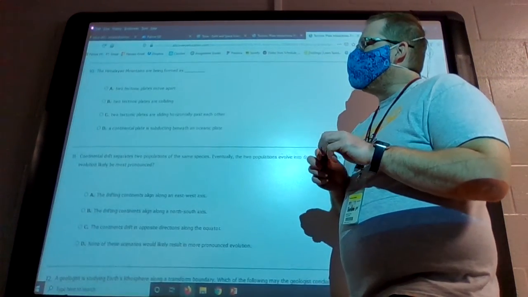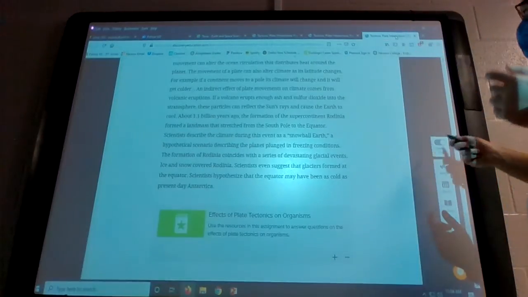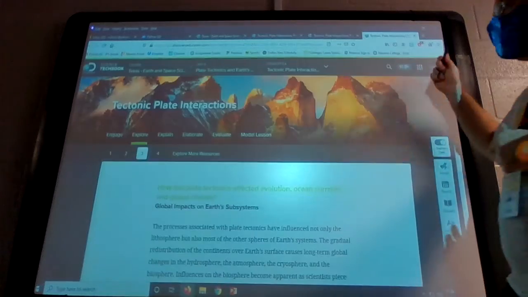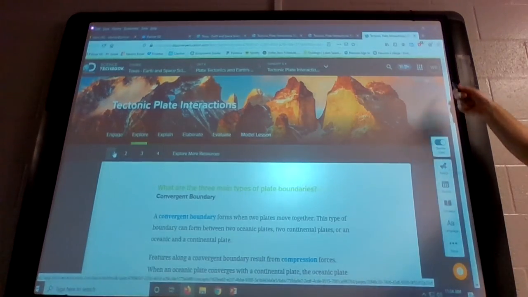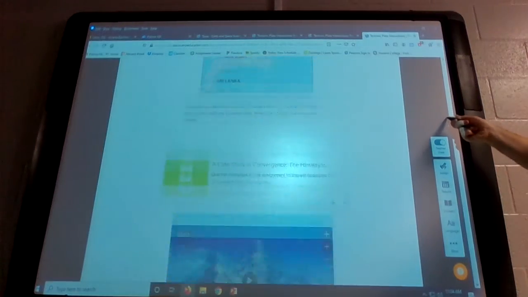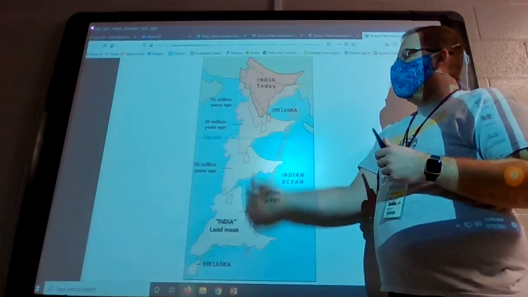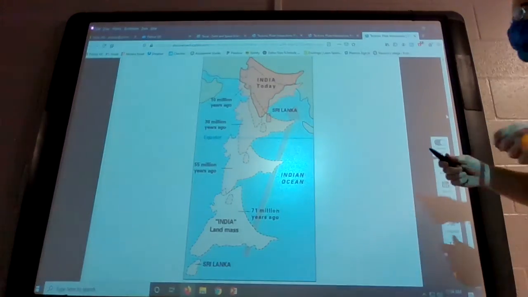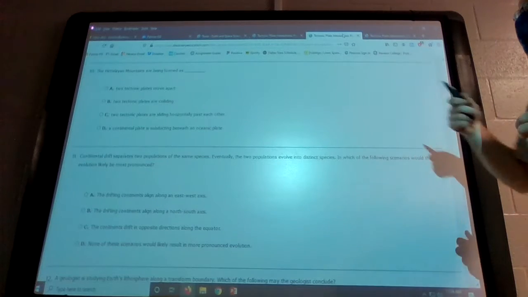The Himalayan mountains are being formed. The Himalayan mountains were what we saw with India, where India broke off of Africa and sped up towards Asia. The Himalayan mountains are being formed up here because India is smashing into Asia there. So that's why the Himalayan mountains are being formed.